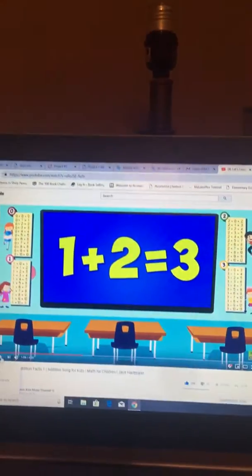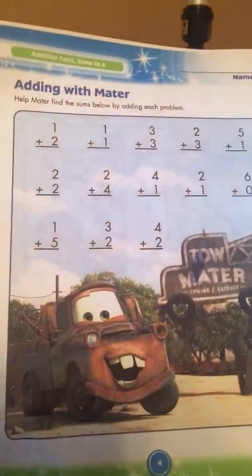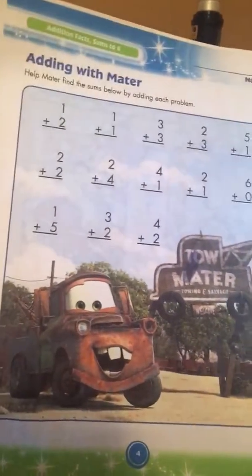We're going to do a worksheet. Here's our worksheet we're going to do. It's got cool Mater there from the Cars movie. And we're going to do some math and practice our addition. So let's look at this first one. Can you read that one to me and tell me what it says? 1 plus 2. And then, what's the answer to that one? 3. That's right. 1 plus 2. And then how do you say the whole math sentence? 1 plus 2 equals 3.